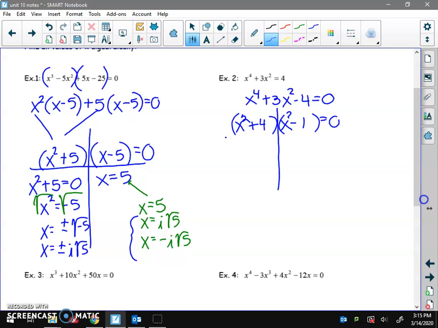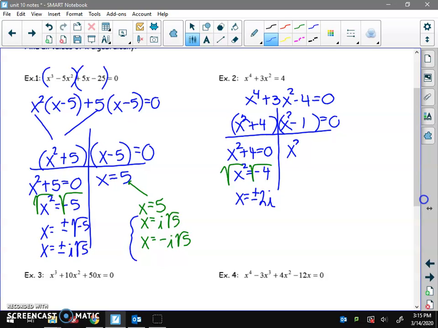Now, each one of these still results in an x squared, so we're going to have to do some more work to them. This side is going to be x squared plus 4 equals 0. Let's do the square root method to get x squared equals negative 4. When you take the square root of each one of those sides, you're going to get x equals plus or minus 2i. The square root of 4 is 2, but because of the negative, it's going to be 2i. So plus or minus 2i.